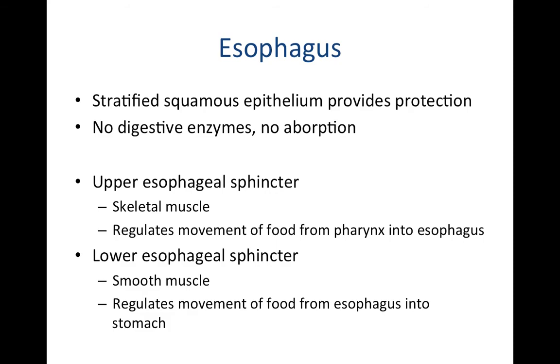It's the same type of tissue that you have on the surface of your skin. It's great for protection. A little bit different, no keratinization, but multiple cell layers does help to provide protection the same way. The esophagus does not produce any enzymes.